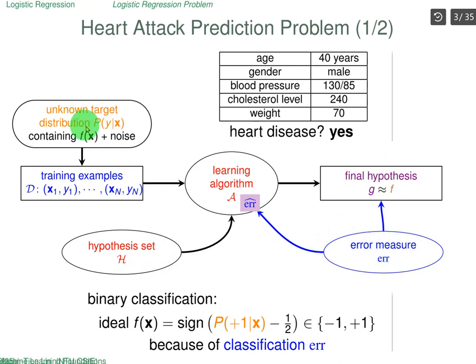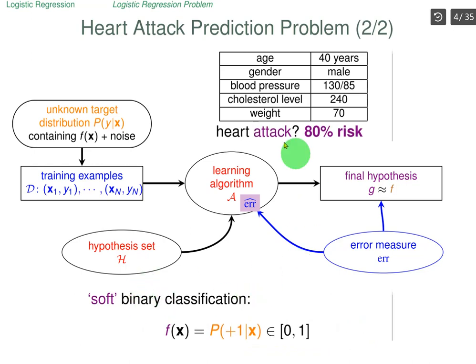So binary classification, assuming that our ideal target is a target distribution, will look like this: the sign of P of +1, let's say, the probability of having a heart attack given the data, minus 1/2, which will allow us to generate +1 or -1 based on the sign. If the probability of this event is higher than 0.5, then +1. If less than 0.5, then -1. Okay? This ideal function in this form will give us a hard decision output, yes or no.